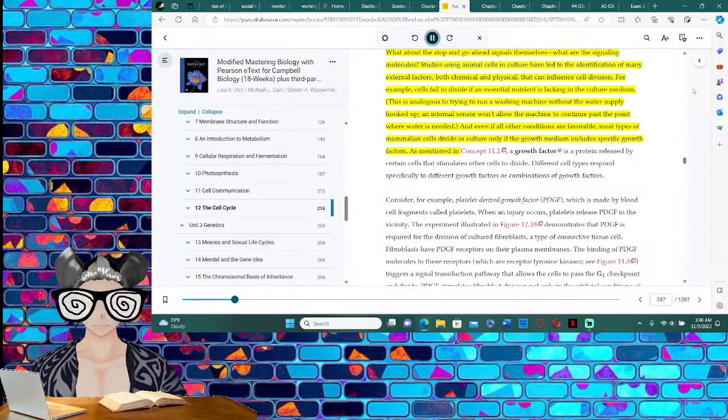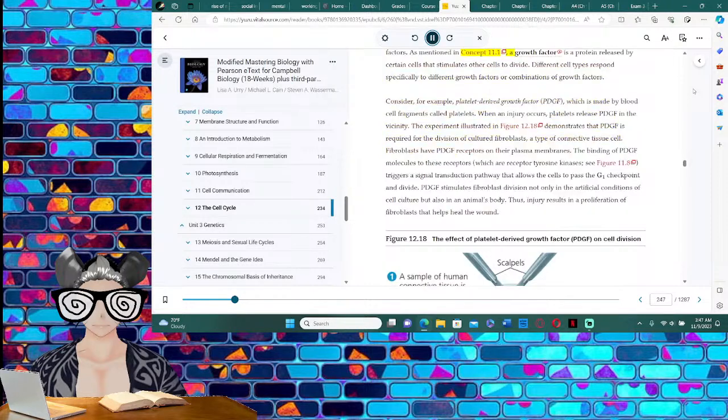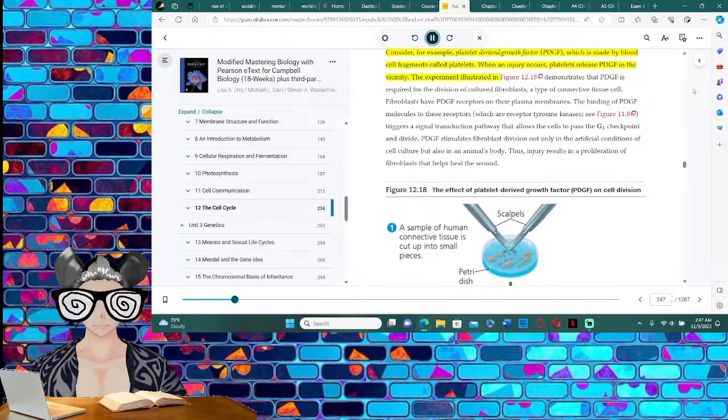As mentioned in Concept 11.1, a growth factor is a protein released by certain cells that stimulates other cells to divide. Different cell types respond specifically to different growth factors or combinations of growth factors. Consider, for example, platelet-derived growth factor, PDGF, which is made by blood cell fragments called platelets. When an injury occurs, platelets release PDGF in the vicinity.